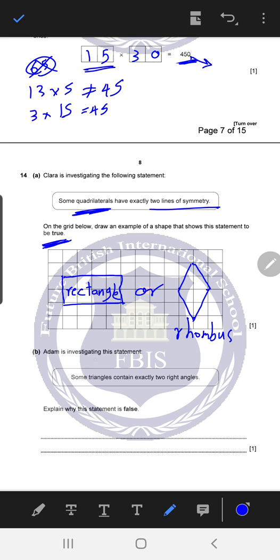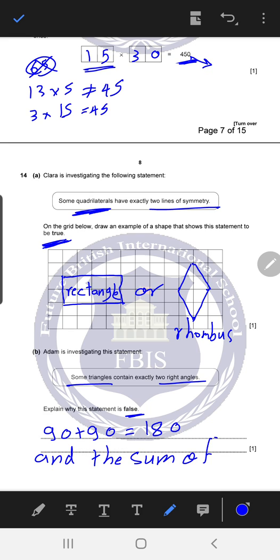Both are correct. Adam is investigating this statement: some triangle contains exactly 2 right angles. Explain why this statement is false. Because 90 plus 90, the 2 right angles, equals 180, and the sum of angles in a triangle equals 180. So how come only 2 angles give 180? The sum of the 3 angles, not only 2, must give 180.